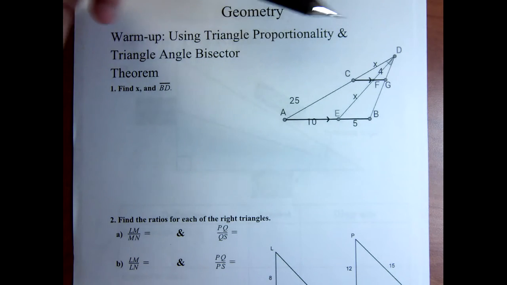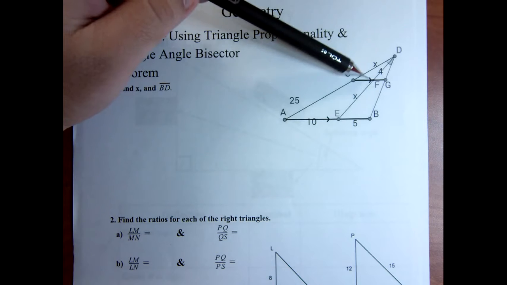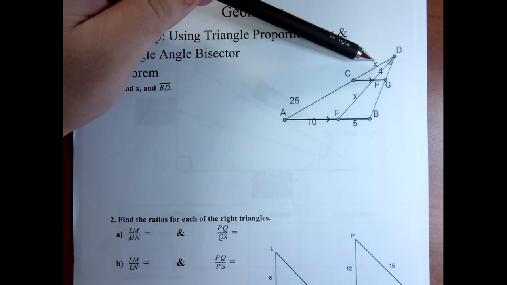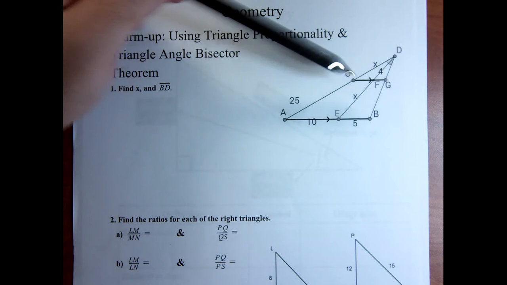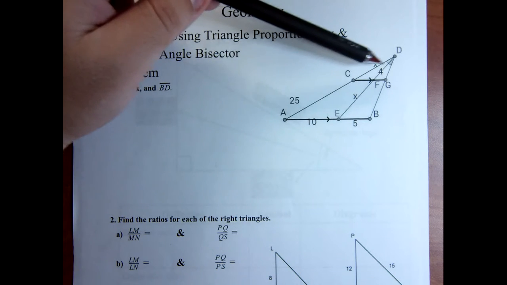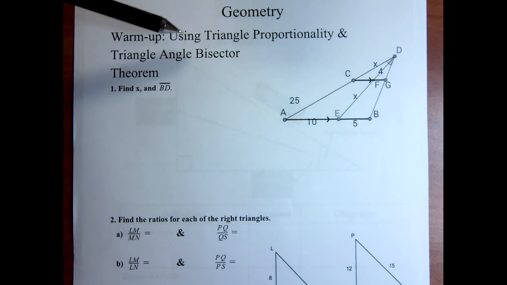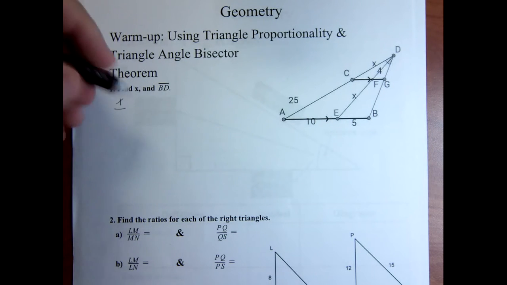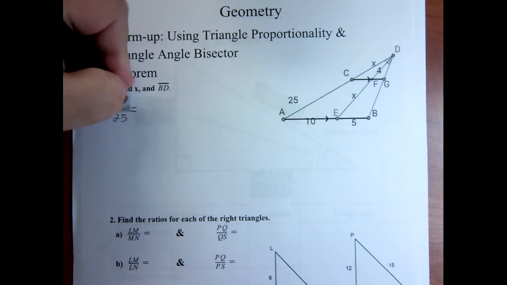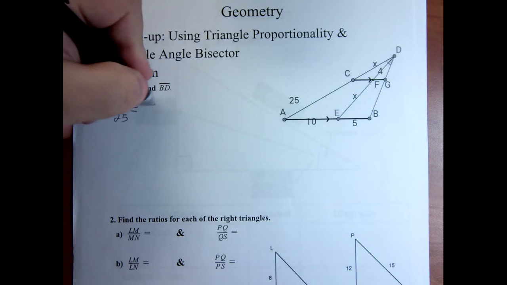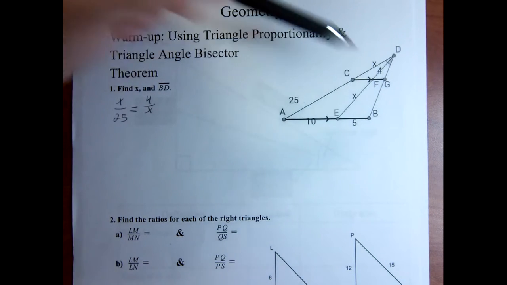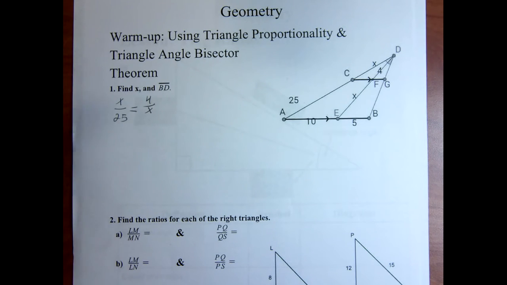Now we see that we have parallel lines here. So that will allow us to say that these segments are proportional to these segments, and actually are proportional to these segments as well. That's by the triangle proportionality theorem. So that means that we can now say that x is to 25 as 4 is to x. That is the triangle proportionality theorem.